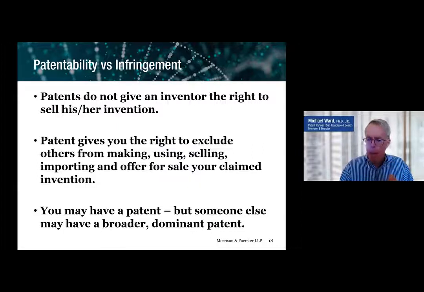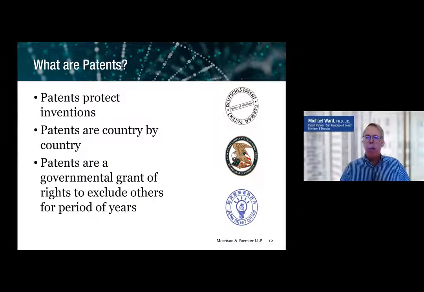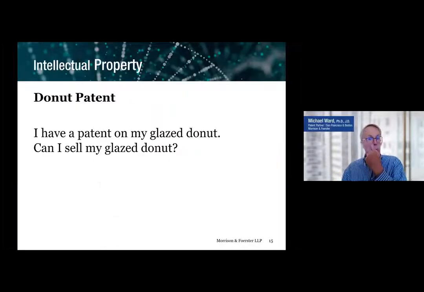You might have a patent, but somebody else may have a broader, more dominant patent. So let's go back to that bullet point that we were talking about. This one here, what are patents? Patents are a governmental grant of rights to exclude others for a period of years. Patents are not a grant of a right to sell donuts. It's a grant of a right to exclude others. This is fundamental to understanding what patents give you, and will be fundamental to our strategy discussions as we go forward today and the rest of the course.